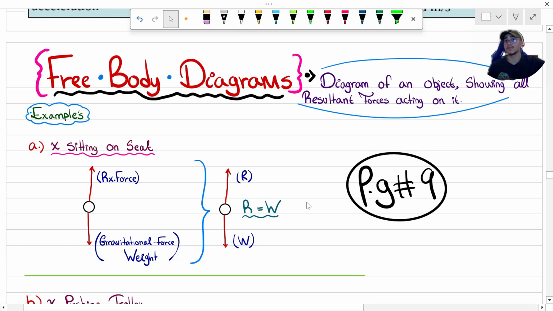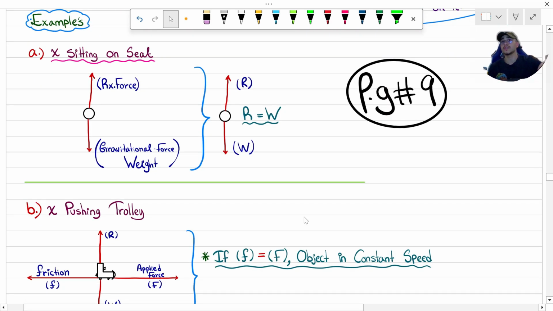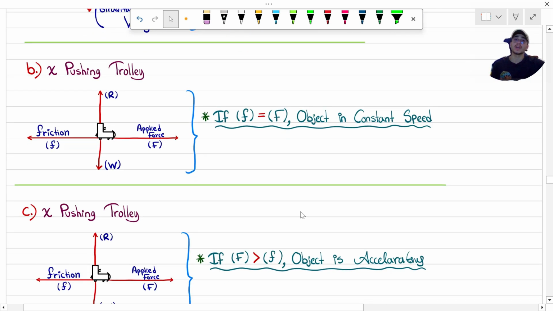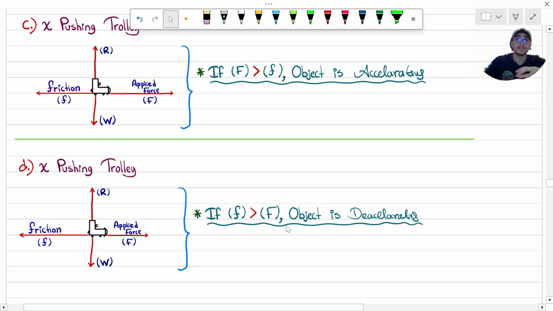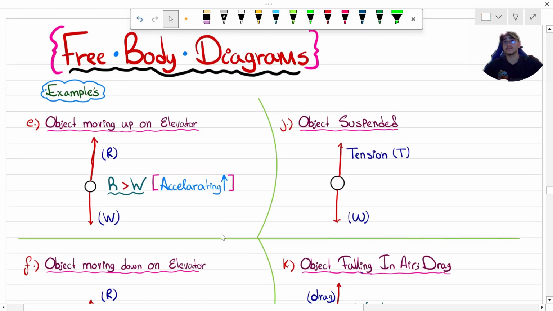Someone sitting on a seat. When you're sitting on a seat, the most common forces are weight and reaction force. Weight pulling you down, reaction pushing you back up. Pushing a trolley: if you're pushing at constant speed, weight and reaction are constant, but applied force and friction are equal. If the object is accelerating, applied force is greater than friction. And if it's decelerating, the backward force, friction, is greater than the forward force, applied force.